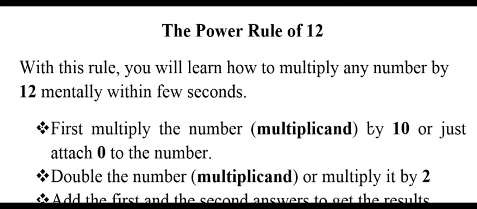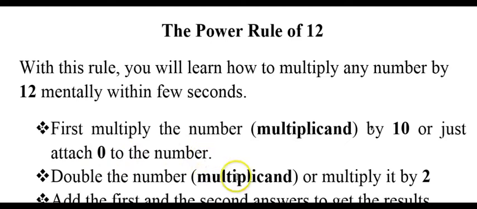The next power rule we want to learn is the power rule of 12. How to multiply any number by 12 in a few seconds without using pen and paper or calculator. And these are the steps involved. First, you multiply the number, the multiplicand, by 10, or just attach 0 to the number.